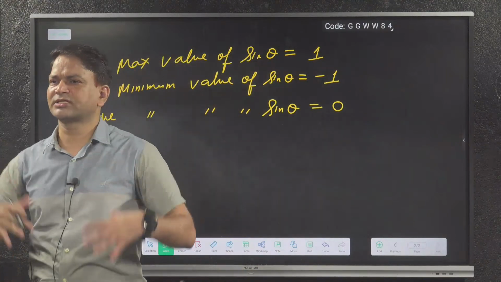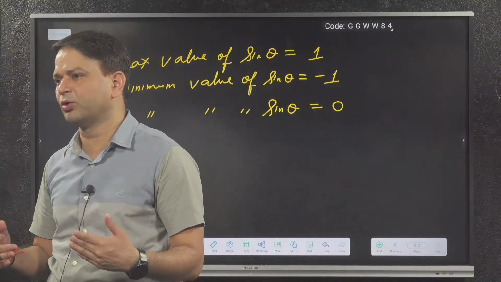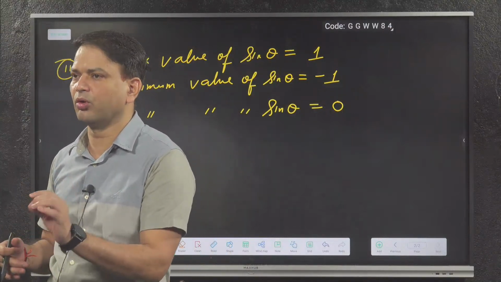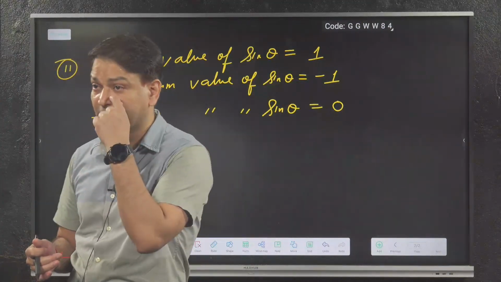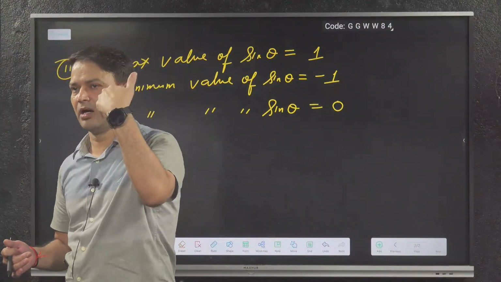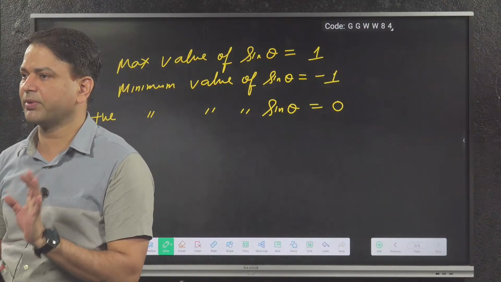In physics, suppose this condition is given, sine theta cannot be negative and we require the minimum value, then what is the minimum value? 0. Okay. When it can be positive or negative, then what is the minimum value? -1. Okay. And the maximum value will always be what? +1. Everybody got it or not?